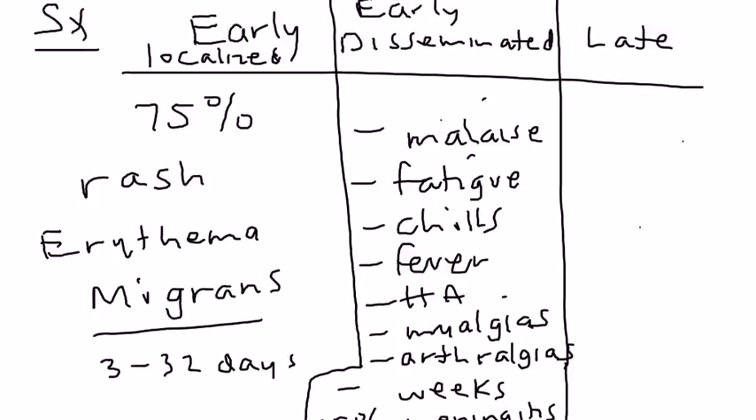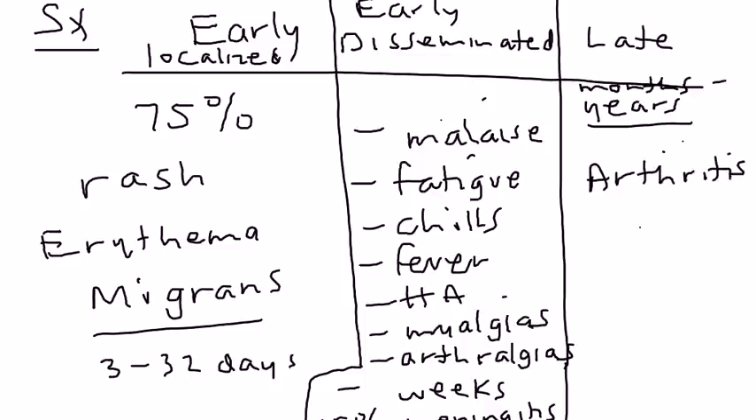Alright, now we have the late stage. And this can happen years later if it's not treated. Months to years. We'll put months to years. And what is this late symptomatology? It involves arthritis. Severe arthritis, commonly affecting the knees.